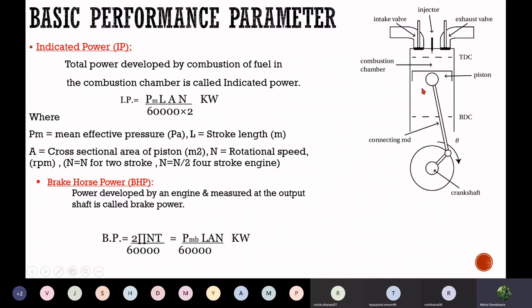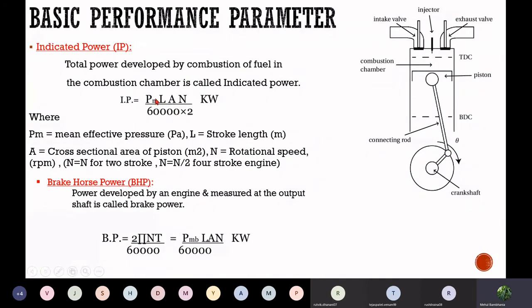Now this is how the general internal combustion engine looks. Once you have identified an internal combustion engine with given stroke length and given bore dimension, definitely that size of engine will produce power called the indicated power, and that indicated power is always given by this expression: P L A N by 60, that is pressure, length of stroke, cross-sectional area, and revolutions, divided by 60, that is in watt. If it is 60,000, that is in kilowatt.